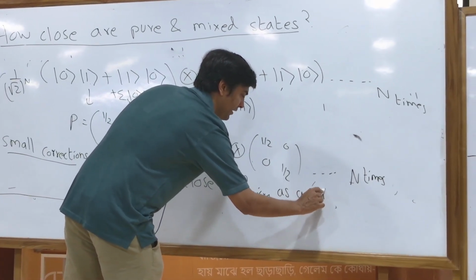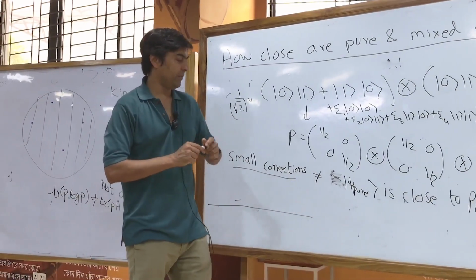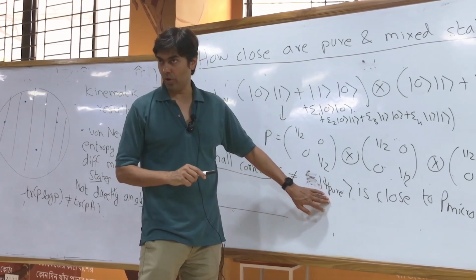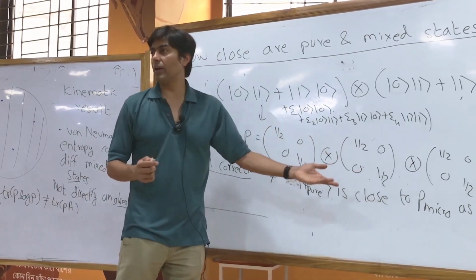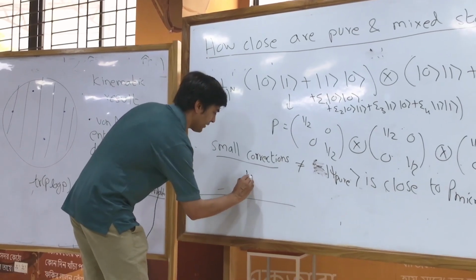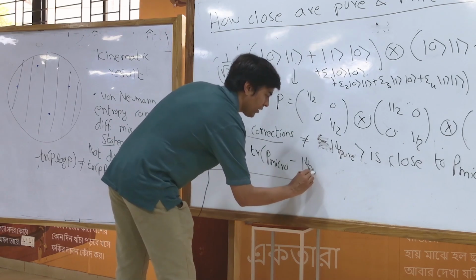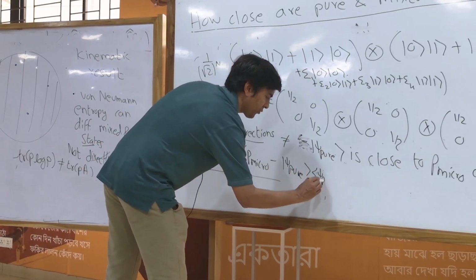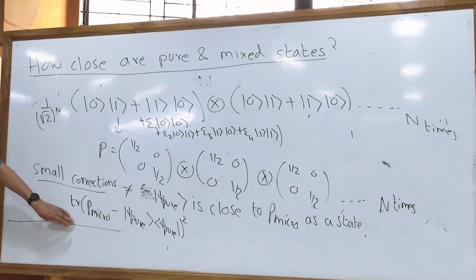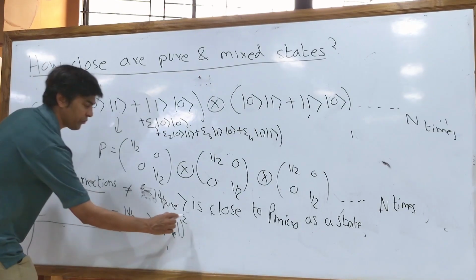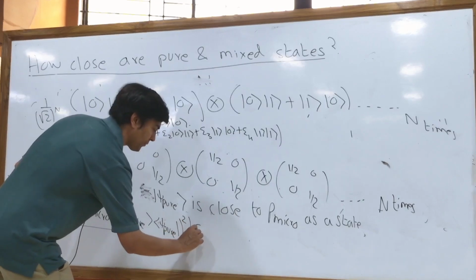You can measure the difference between two density matrices. One way to measure the distance between two density matrices is to take rho micro minus rho pure and look at the trace of this thing squared. And this trace is not close to 0. This trace is not suppressed by e to the minus S. This is order 1.